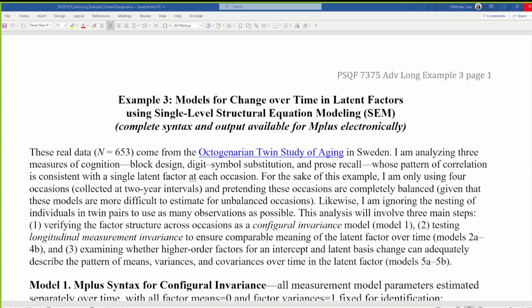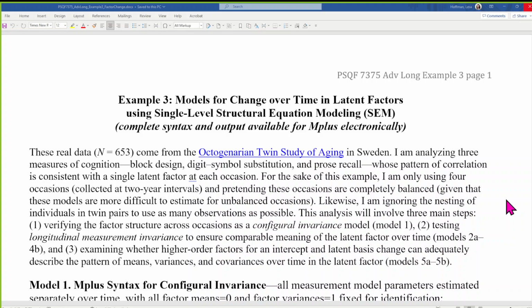And I have a couple caveats here in the story about the data. I'm pretending that these occasions are perfectly balanced because the code gets much clunkier and uglier when it's not. And I'm also pretending that these aren't twins because I wanted to have as much sample size as possible. So it's hard to do everything right in the rightest way possible all at the same time. So sometimes we have to make some concessions.